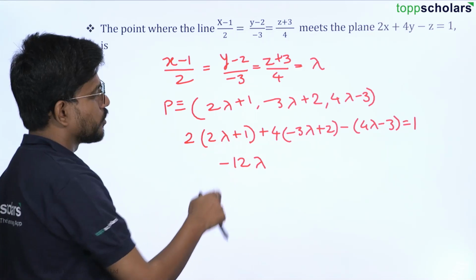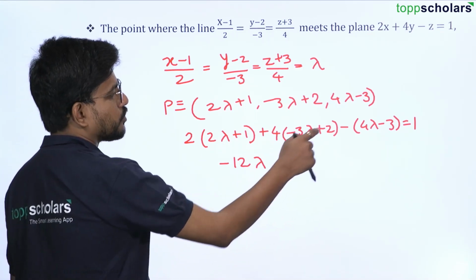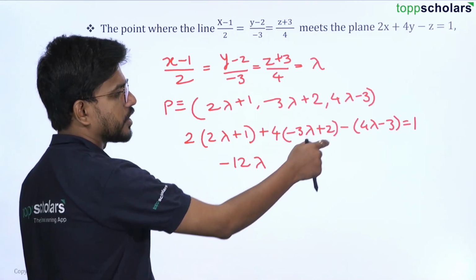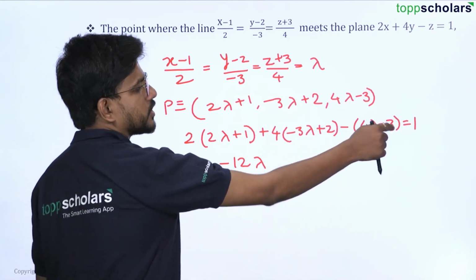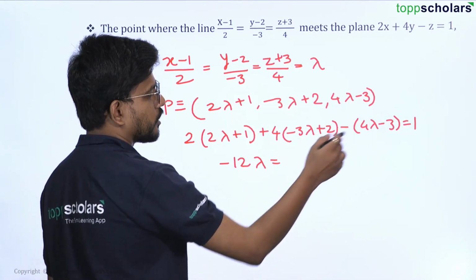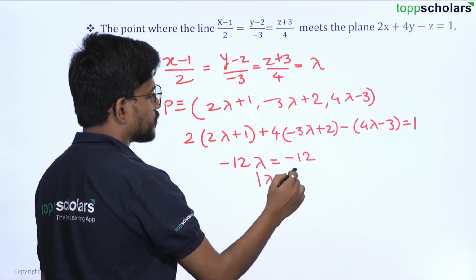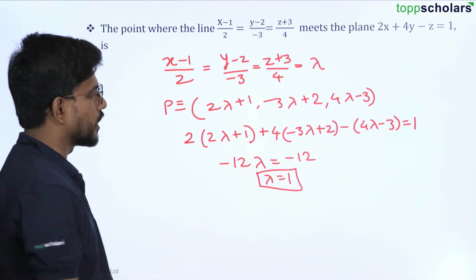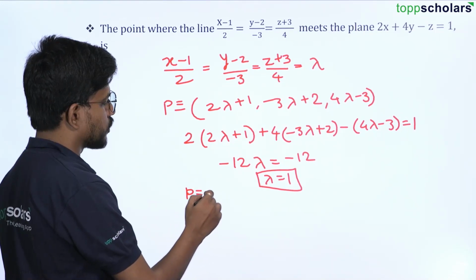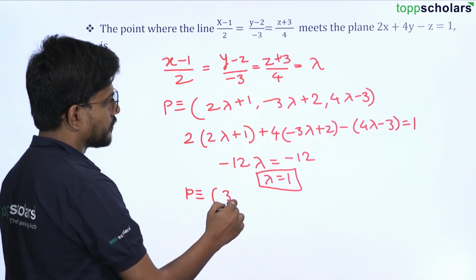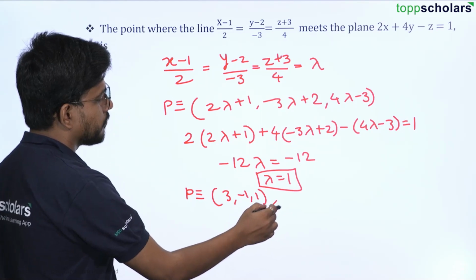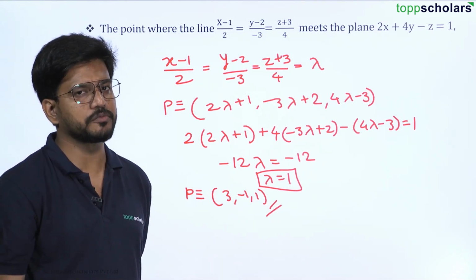Okay. 2 into 1 is 2. 4 into 2 is 8. 2 plus 8 is 10. And 10 plus 3 is 13. 13 goes over there. 1 minus 13 is minus 12. Lambda's value is 1. Just put down the value of lambda as 1 and you will get the answer. So P, the point of intersection of line and plane, will be (3, -1, 1). So (3, -1, 1) is the correct answer to this particular question.